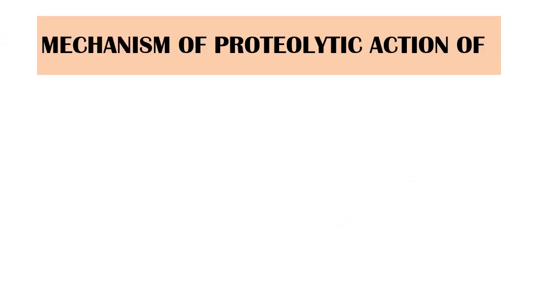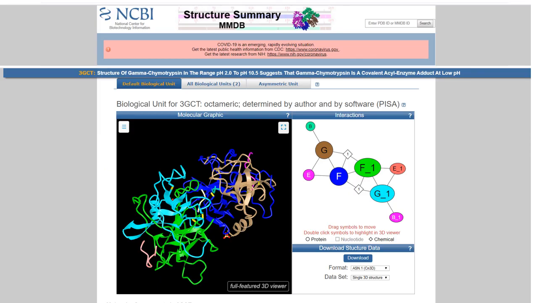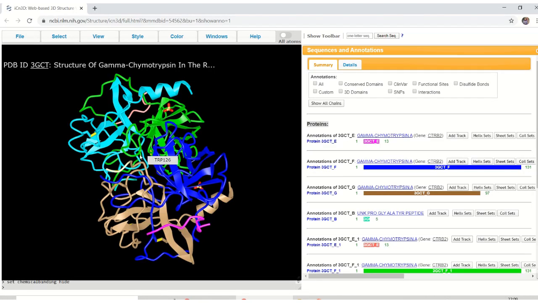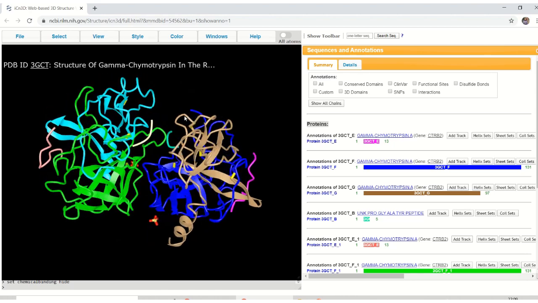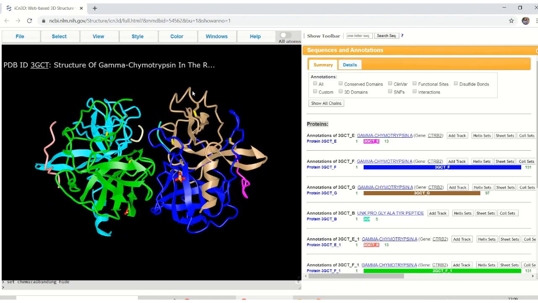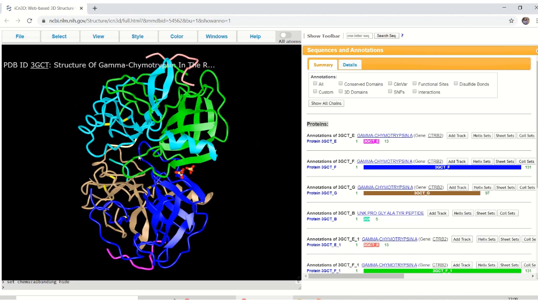Let us now understand the mechanism of proteolytic action of chymotrypsin. But before that, we need to understand the structure of this enzyme in depth. A full-featured 3D structure viewer is available on the site of NCBI. This beautiful structure clearly shows the alpha helices, beta sheets, and the unfolded regions of the polypeptide. At the center, you can clearly see a small pocket. This pocket is known as the hydrophobic pocket and serves as a substrate binding site.